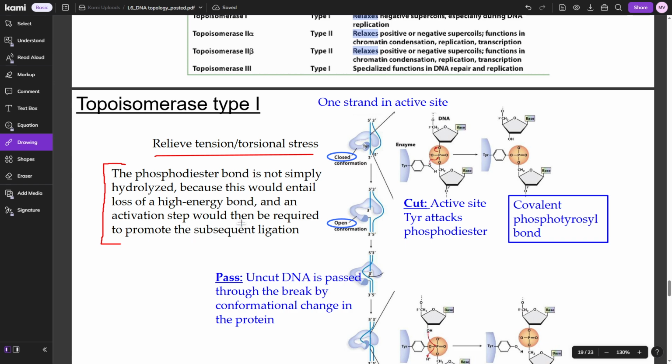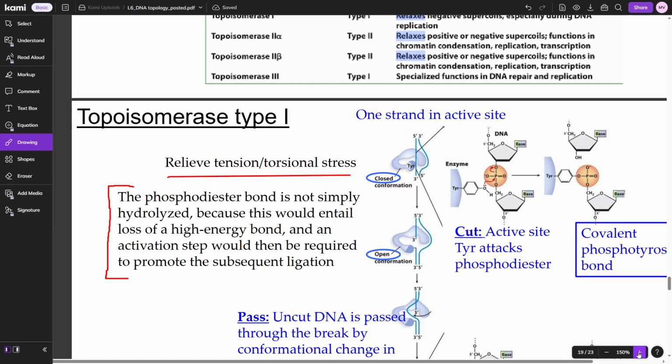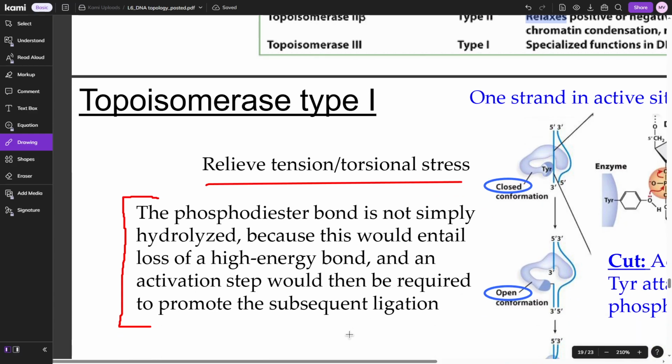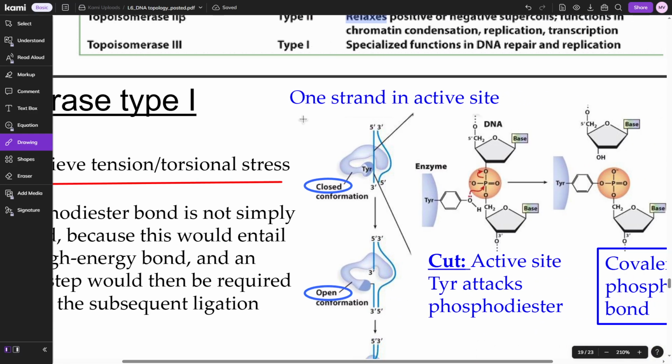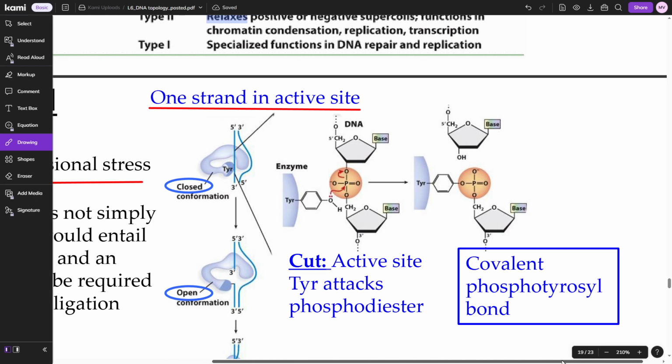But instead what we do is we take one of the DNA strands that are in the active site, and then we attach a tyrosine onto the end of one of these strands, and we essentially break the strand. And that mechanism is here, right?